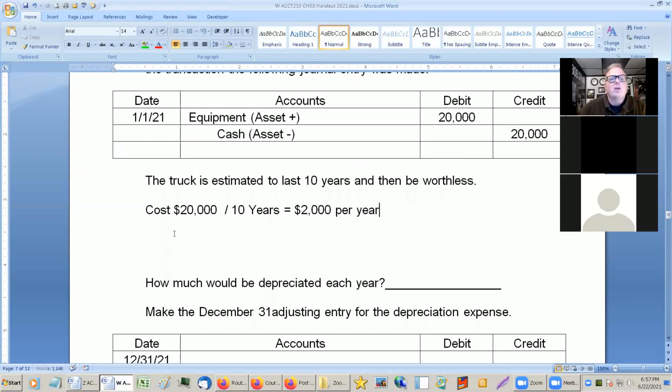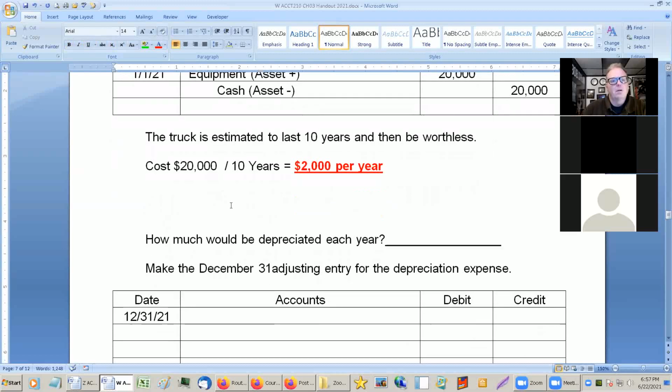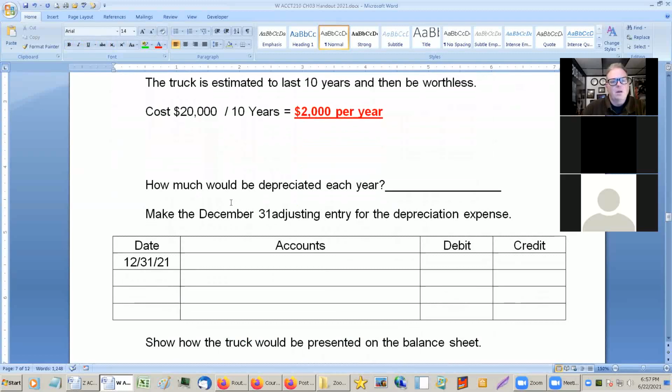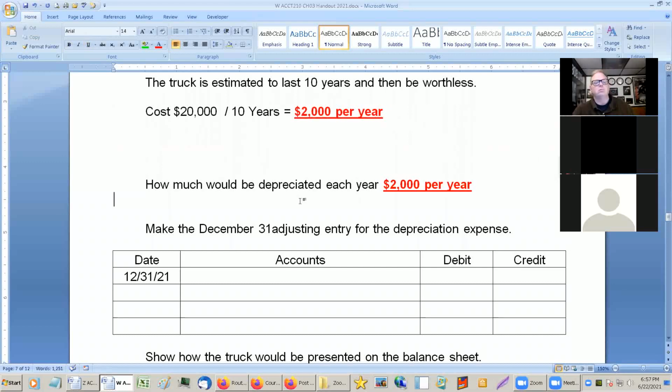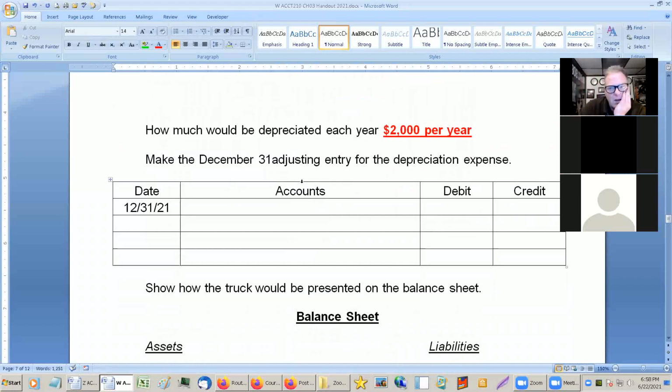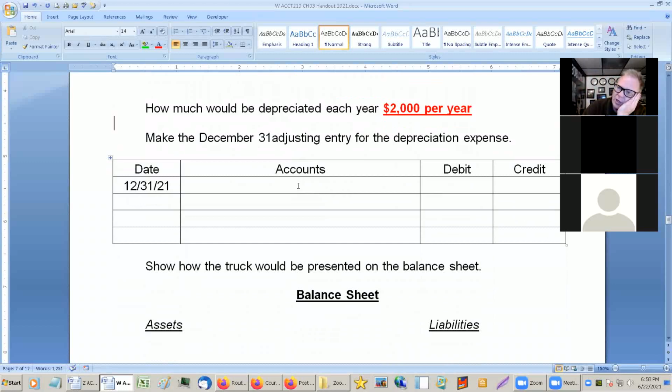Yeah, so what we're going to do is say, okay, if this thing is going to go down in value by $2,000 every year, now the way that we do this, First of all, we answer all the questions. Now, the way that we do this is a little bit quirky, but there's a reason for it. There's a reason why it's quirky.